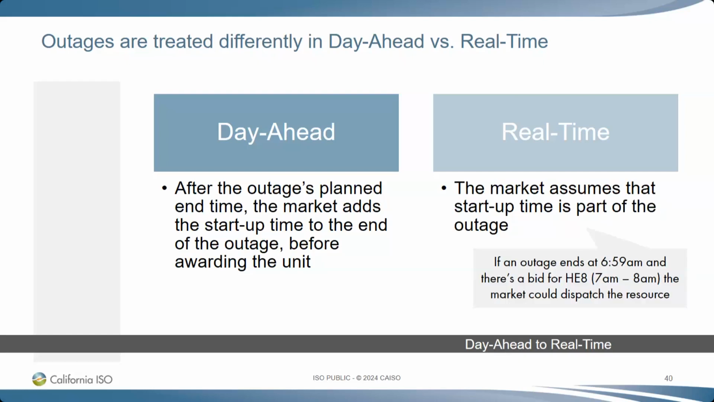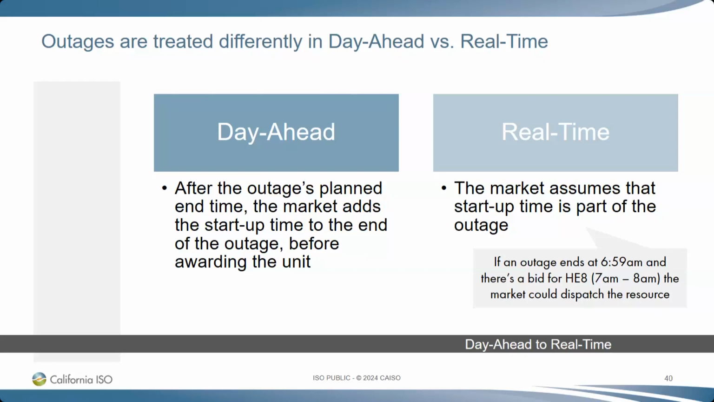If we use this as an example, let's say an outage ends at 6:59 a.m. There's a bid in there for hour ending 8, optimizing for 7 to 8 a.m. The market could dispatch that resource.